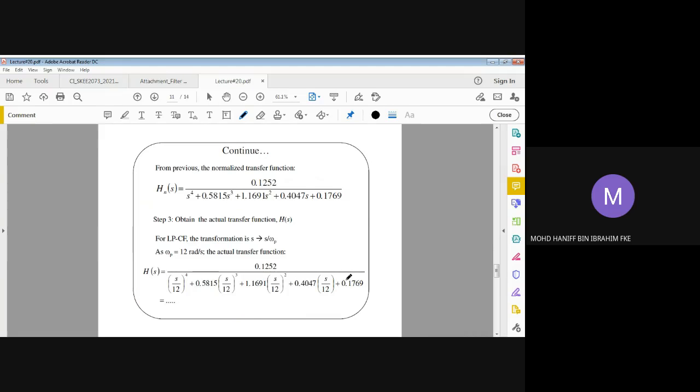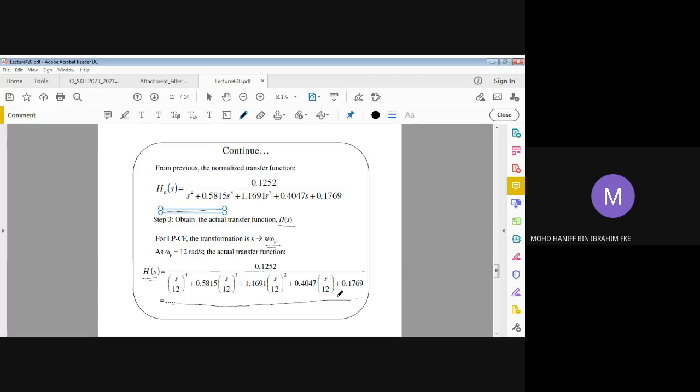So finally, you're going to get this, yeah. That's what we have done just now, H(s). So for the actual transfer function, because we are dealing with a low pass filter, it should be a transformation of these s terms to be s over omega P. So you end up with your actual transfer function based on these equations here. Okay then, yeah.